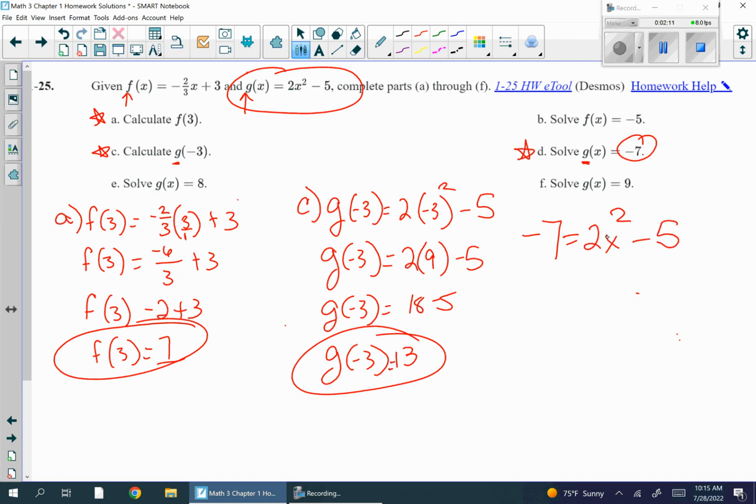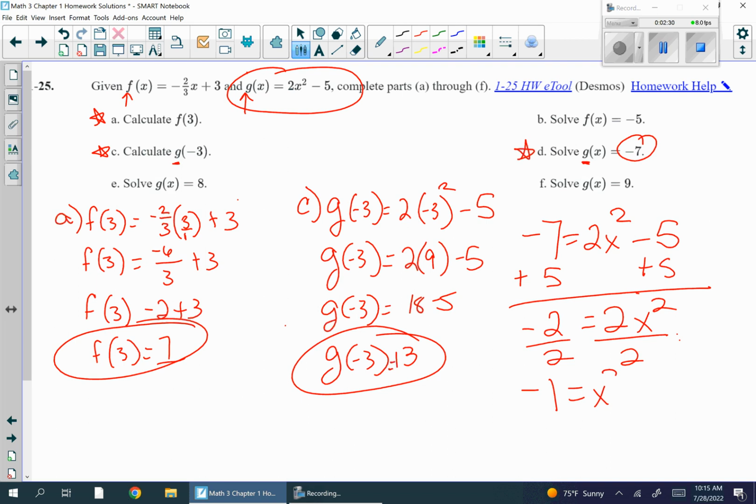Okay, now we simply can use the strategies that we have in order to solve for x. I have no b term, so that means I can use the square root method. So I'm going to add 5 to both sides. Okay, negative 7 plus 5 is negative 2 equals 2x squared. And now I can divide by 2 on both sides, and I get negative 1 equals x squared.